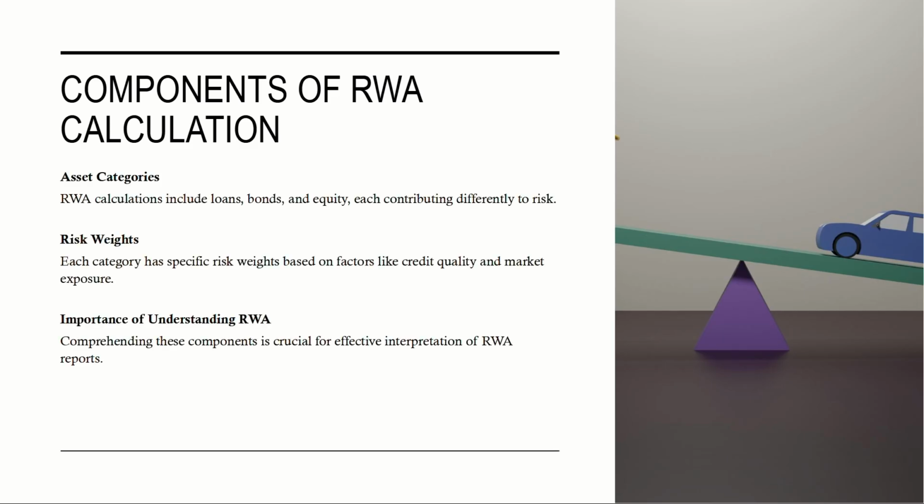Components of RWA calculation. Asset categories. RWA calculations include loans, bonds, and equity, each contributing differently to risk. Risk weights. Each category has specific risk weights based on factors like credit quality and market exposure. Importance of understanding RWA. Comprehending these components is crucial for effective interpretation of RWA reports.